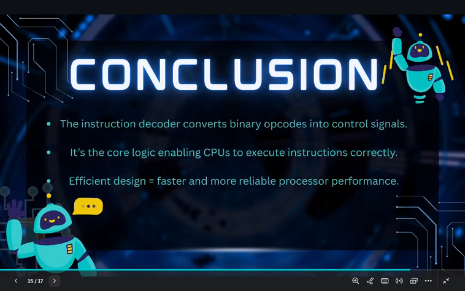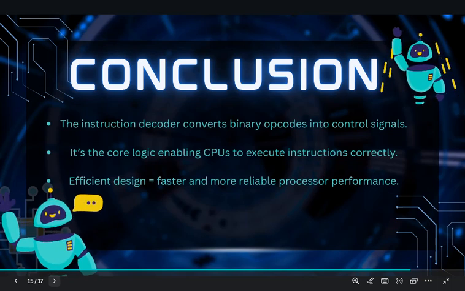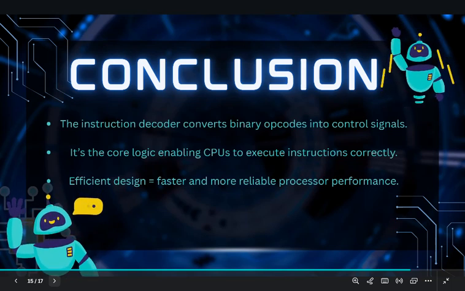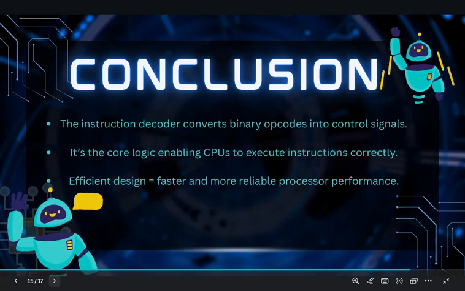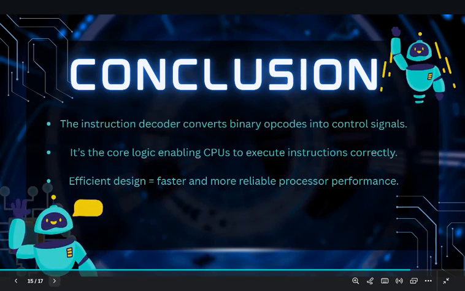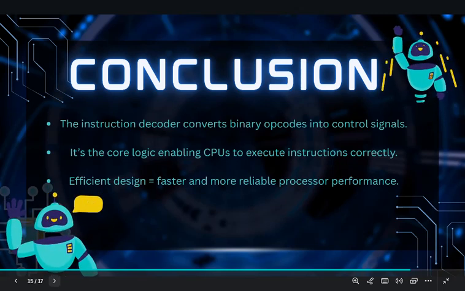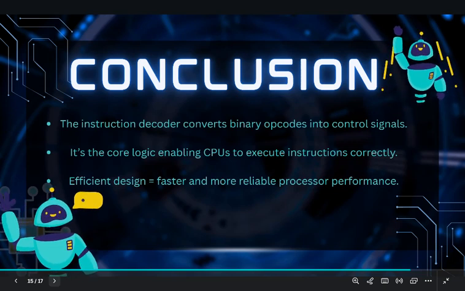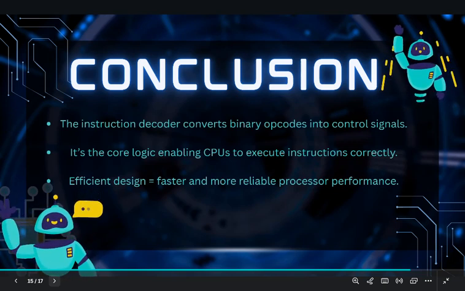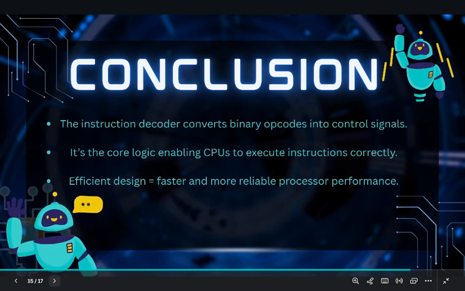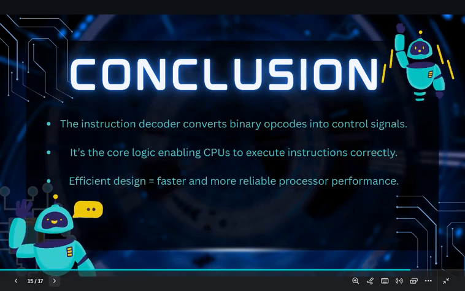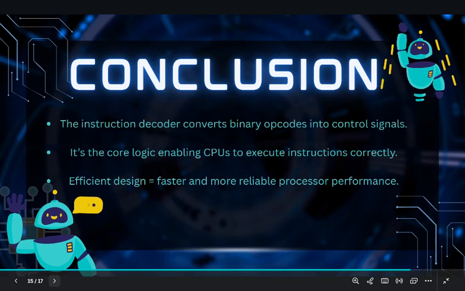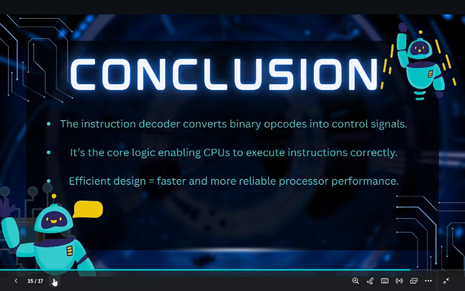To conclude, the instruction decoder is the heart of the CPU's control logic. It converts binary opcode into the control signals that drive execution. A well-optimized decoder ensures that instructions are executed quickly, accurately, and in perfect synchronization. In short, decoding bridges the gap between binary language and meaningful hardware operations, making every CPU function possible.